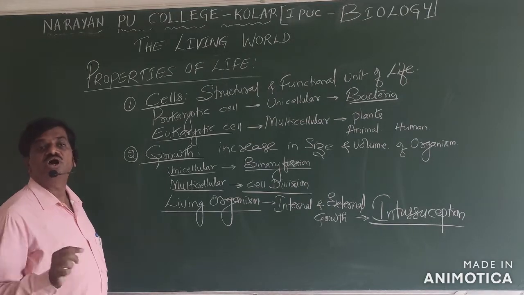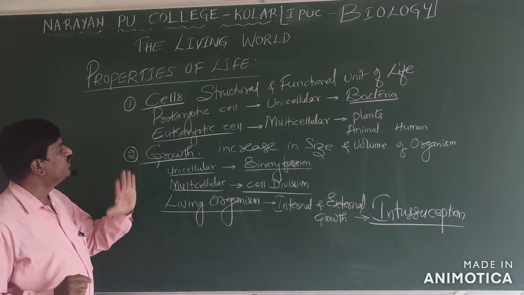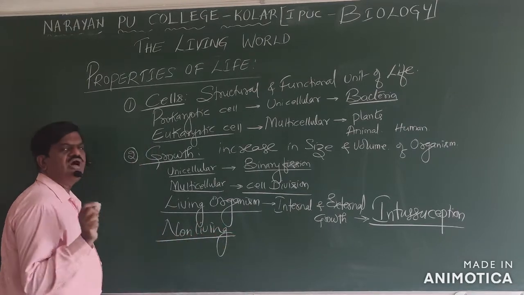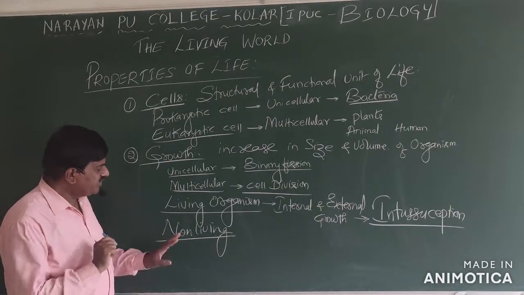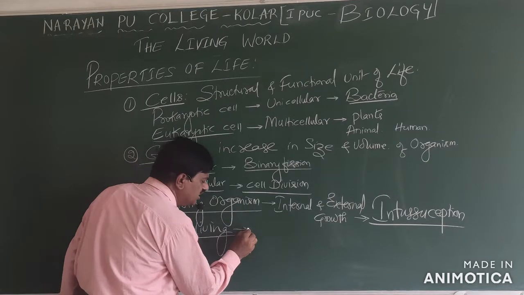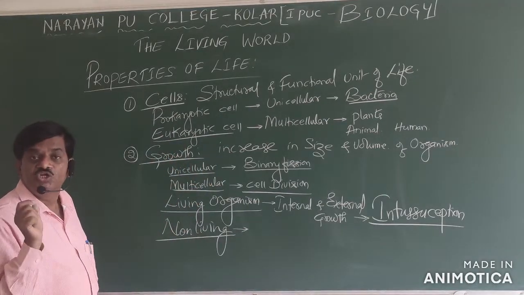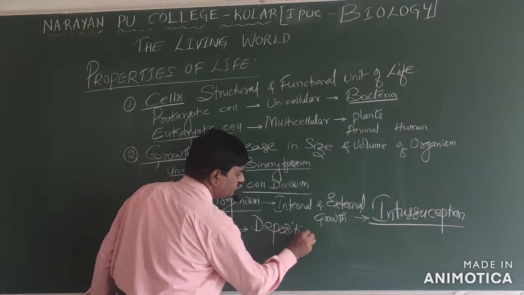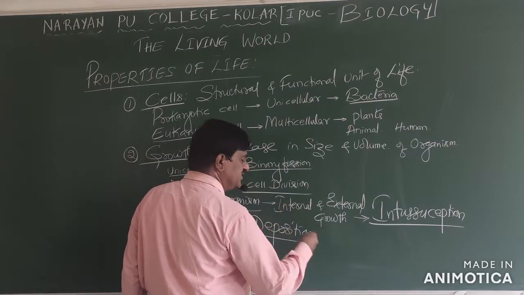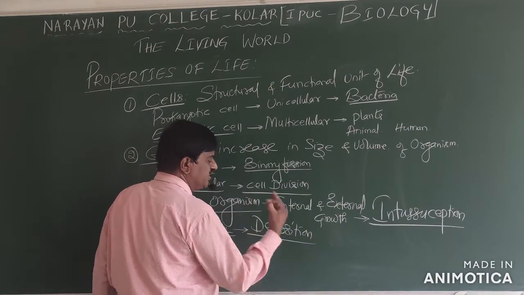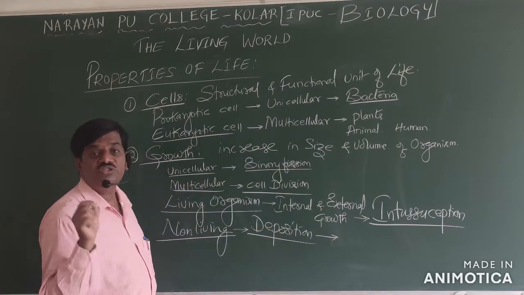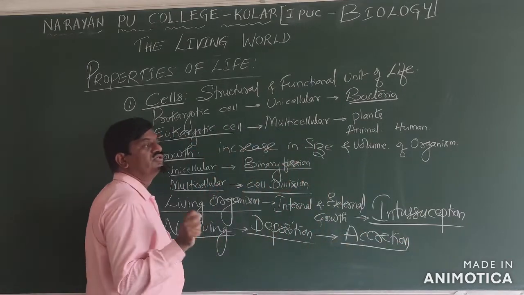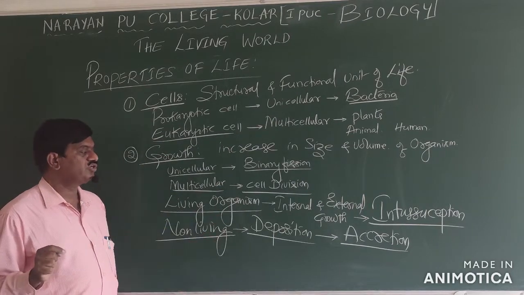Now, I'll be comparing non-living with living, and what the differences may be. Non-living things never grow because they don't have life. But some of the non-living look like they grow. This growth is due to external deposition of particles, maybe dust particles, one or the other. External deposition makes it look like growth in the non-living, and it is called accretion.